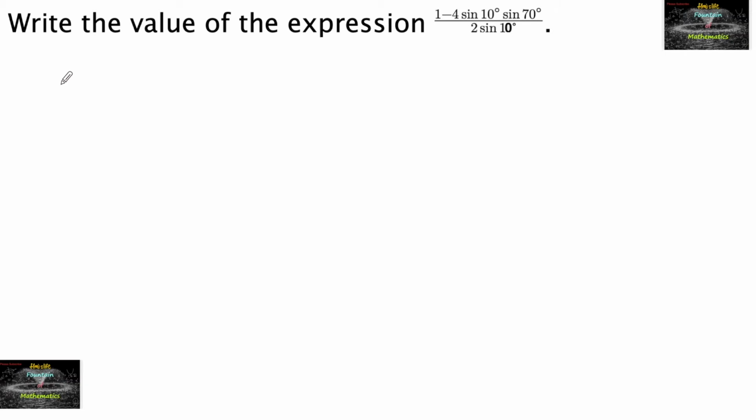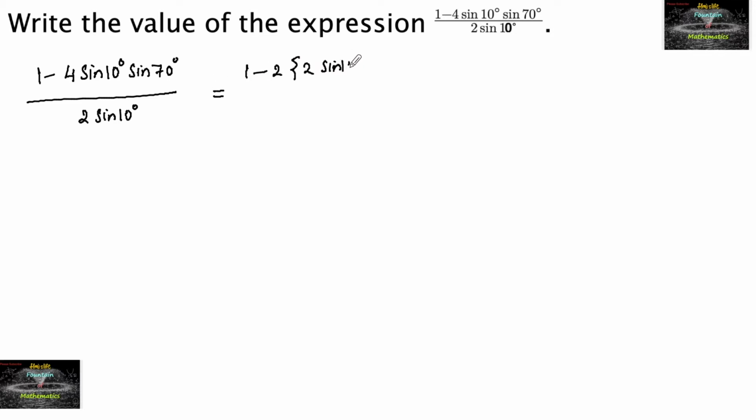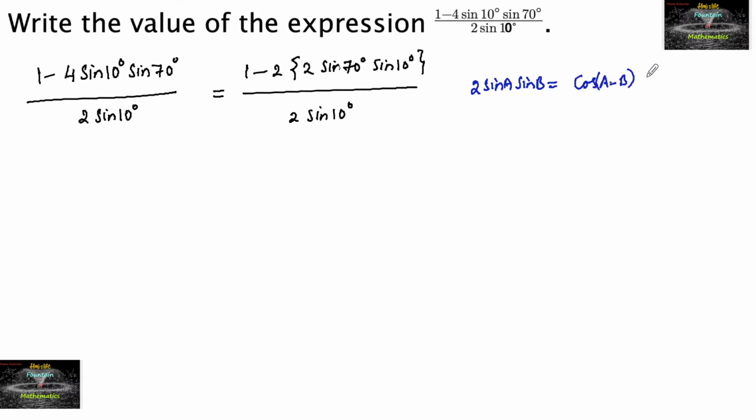Write the value of the expression (1 minus 4 sin 10 degrees sin 70 degrees) upon 2 sin 10 degrees, which is equal to 1 minus 2 times of 2 sin 70 degrees sin 10 degrees upon 2 sin 10, and we know that 2 sin A sin B is equal to cos of (A minus B) minus cos of (A plus B).